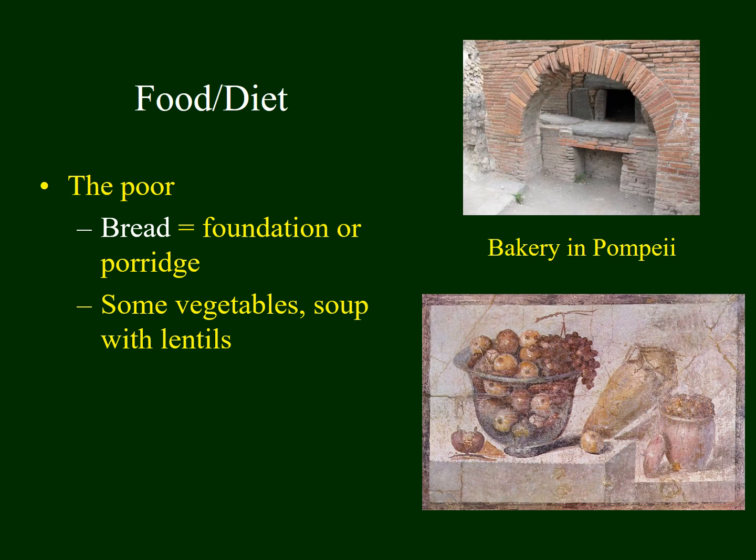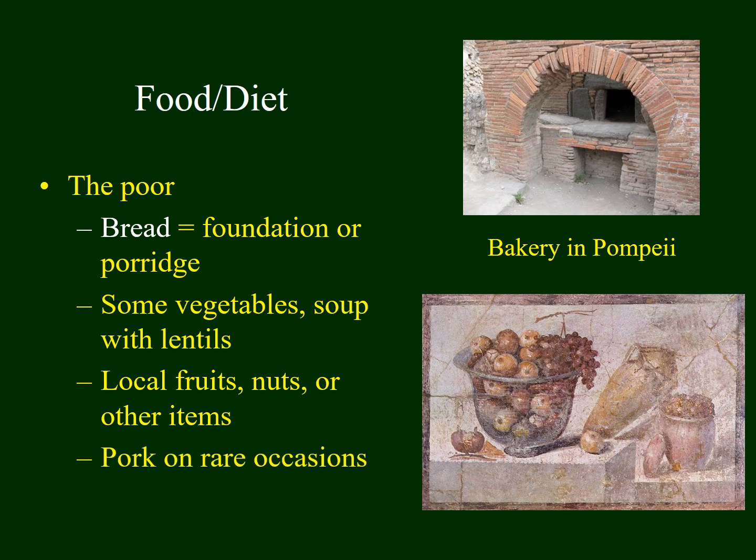A variety of vegetables might be included in a soup, like turnips, onions, maybe even some beans. Local fruits and vegetables and nuts would be available, but they wouldn't be able to import exotic items. If they were to have meat, pork could be eaten on rare occasions.